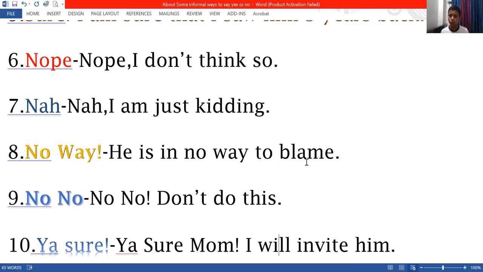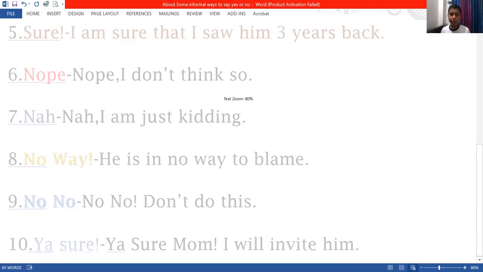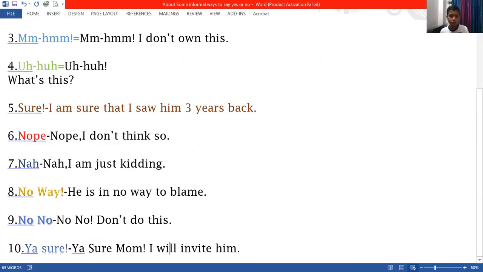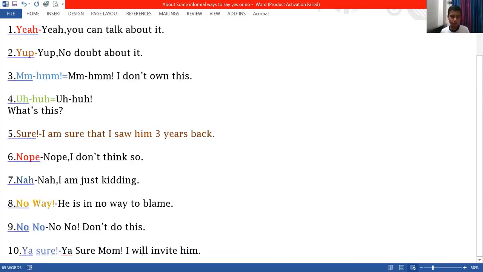I think all of you have understood those informal ways to say yes or no. Well, I'm zooming this so that you can understand properly. You can see it, or you can take a screenshot, and also you can write it in your notebook and practice those words and use them every day in your daily talking in English.